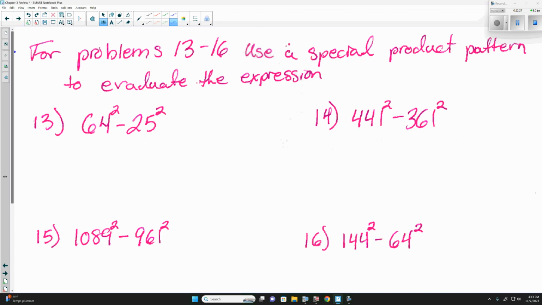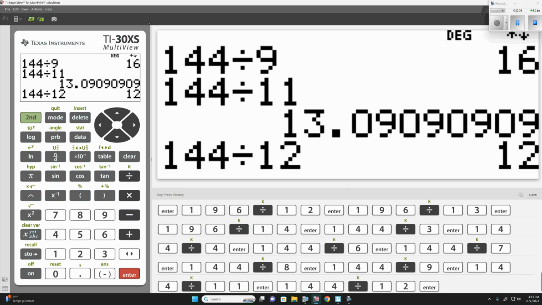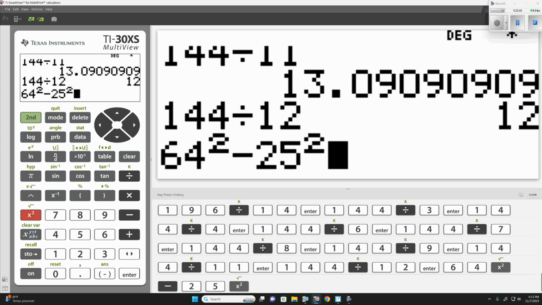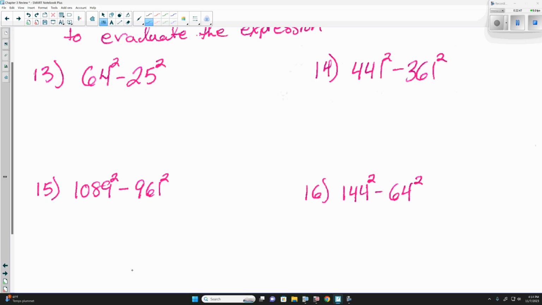Now the next ones, 13, 14, 15, 16. For these, all you've got to do is plug them in. 64 squared minus 25 squared is 3,471. So the answer to this is 3,471. That's it.